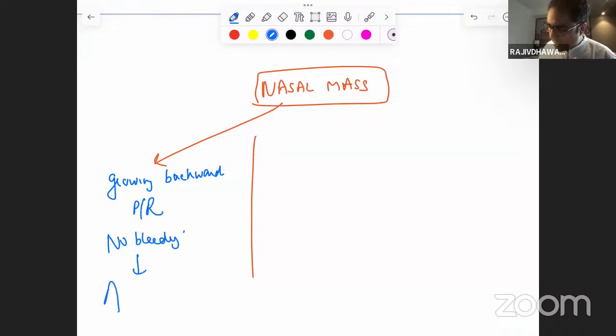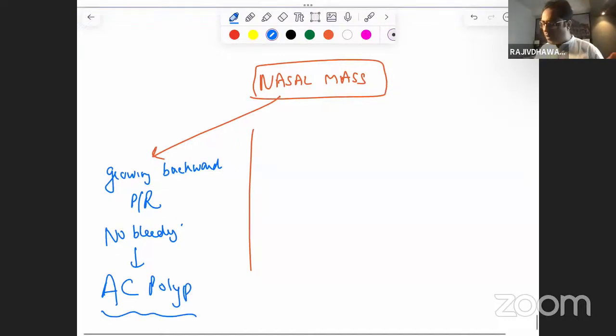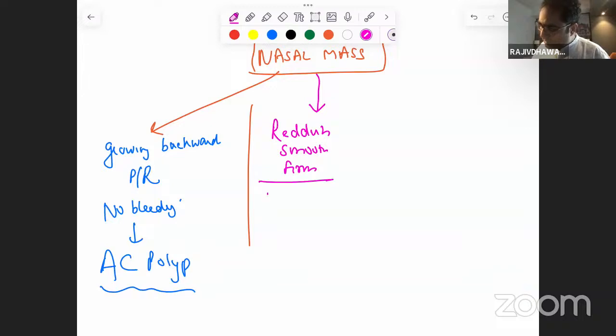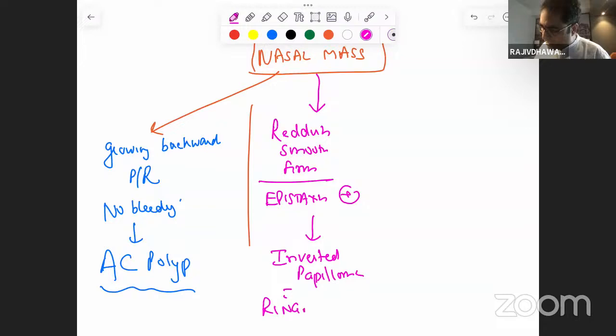it is an antrochoanal polyp. Polyps never bleed, beta. Antrochoanal polyp. Number 2, beta. If the mass is reddish, smooth, firm, with epistaxis positive, beta, bleeding is there, then think about the inverted papilloma, also called Ringertz tumor. Tumors always bleed, na? Ringertz tumor.